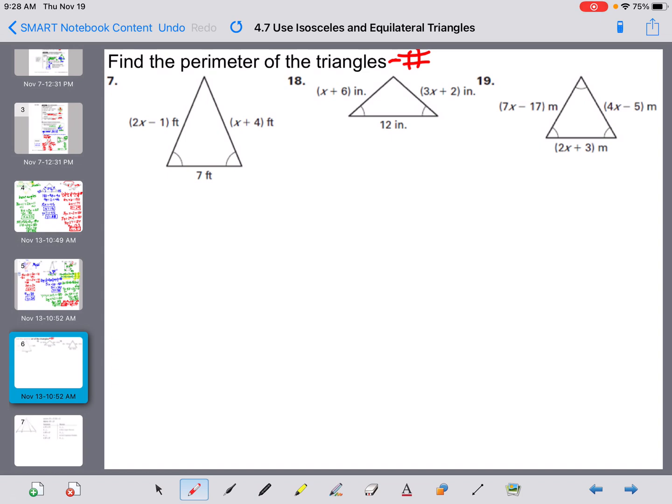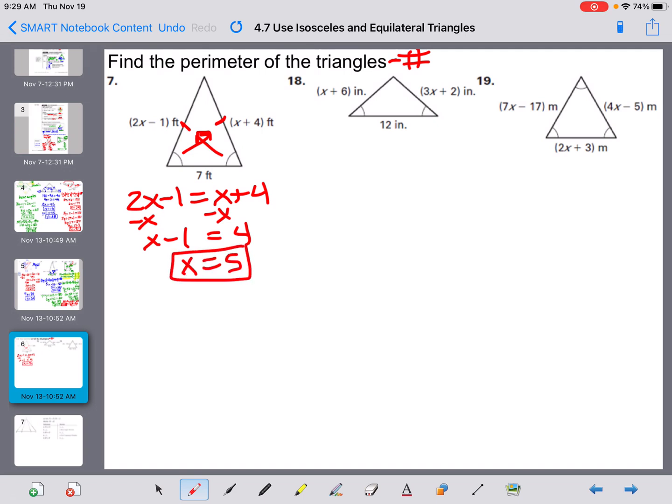So on this first example I see base angles congruent, so I let them point to the congruent sides, okay? So I can set 2x minus 1 equal to x plus 4. So I can solve for x here. So x minus 1 equals 4, add the 1, x equals 5. Okay. Well, that doesn't give me my perimeter yet. What I need to do is plug it back in. So I come up here, 2 times 5 minus 1. That's 10 minus 1, that's 9. Over here, 5 plus 4, that's 9. Should they be equal? Yes, those legs are the same, right?